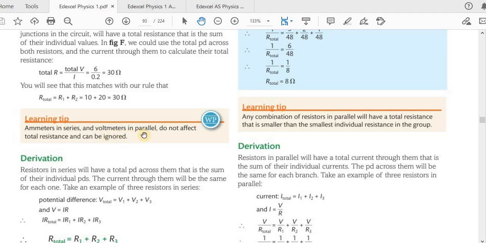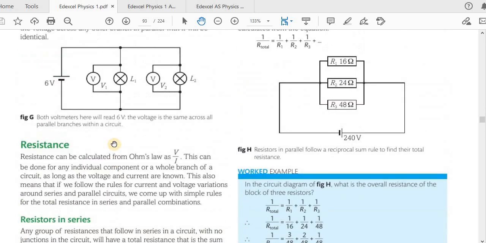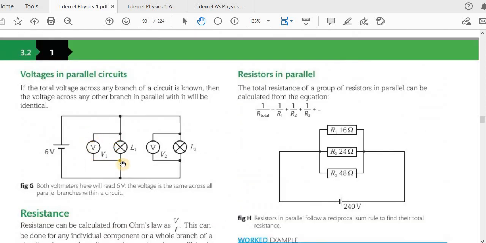Ammeters in series and voltmeters in parallel do not affect the total resistance and can be ignored. Now, a voltmeter has a very high resistance, we can say like an infinite resistance. So current doesn't flow through the voltmeter. Whatever current comes through this branch doesn't go this way. Instead it flows through the lamp. Because the voltmeter has a very high resistance, a negligible amount of current flows through it. Actually there is a current flow, otherwise it wouldn't power the voltmeter, but it is a negligible amount.